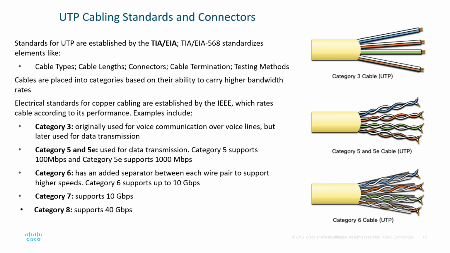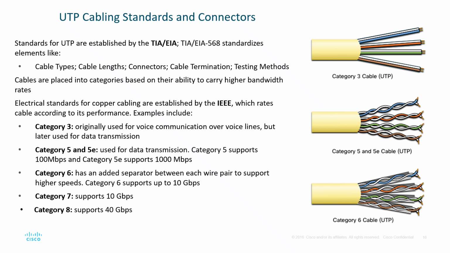Then you go to 5 and 5E, used for data transmission. 5 supports 100 megs, 5E supports 1,000 megs. And this is what you need to know. As a matter of fact, if you look at that handouts folder, there is a chart in there that will tell you how far they can run, what is their capability. That is what you need to know with regard to the different cabling standards.